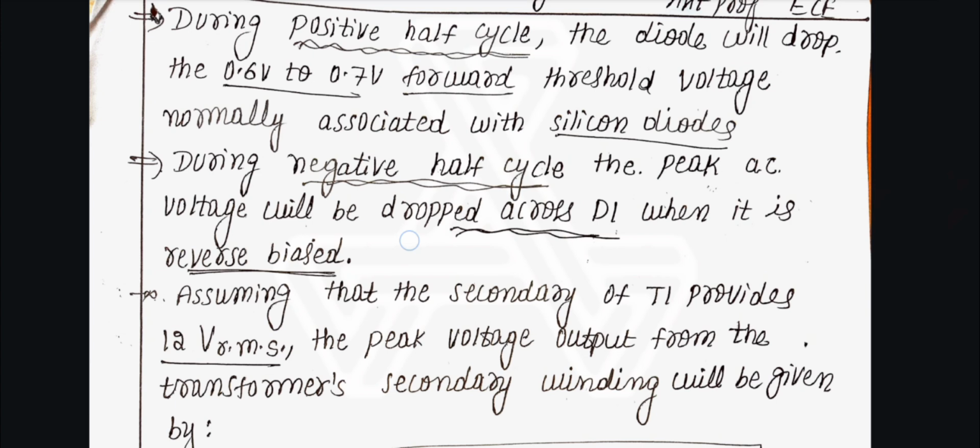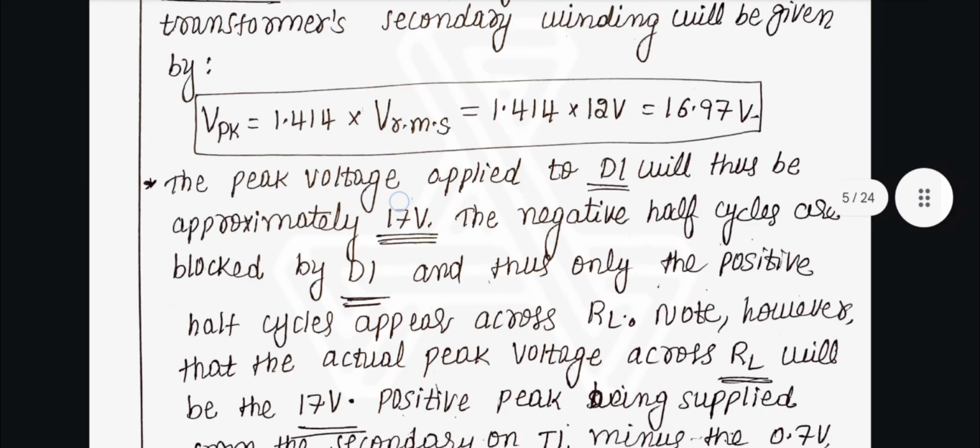During the negative half cycle, the peak AC voltage will be dropped across D1 when it is reverse biased. Assuming that the secondary of T1 provides 12 VRMS, the peak voltage output from the transformer's secondary winding will be given by VPK = 1.414 VRMS, which is 1.414 times 12, 16.97 volts. Peak voltage applied to D1 will thus be approximately 17 volts.